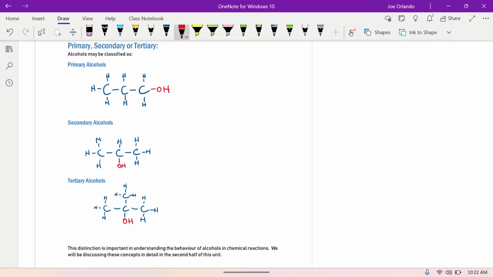So if it's by itself on the end, I have primary. If it's by itself in the middle, I have secondary. But if it's in the middle and there's a branch, I call that tertiary. And even if there's a branch somewhere else, not on that carbon, then we still call it secondary.